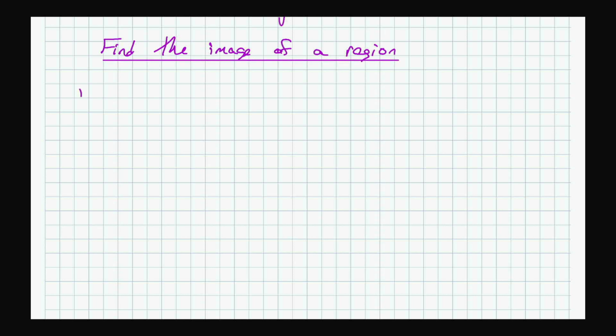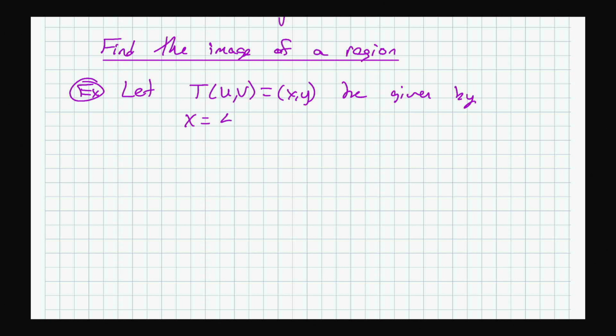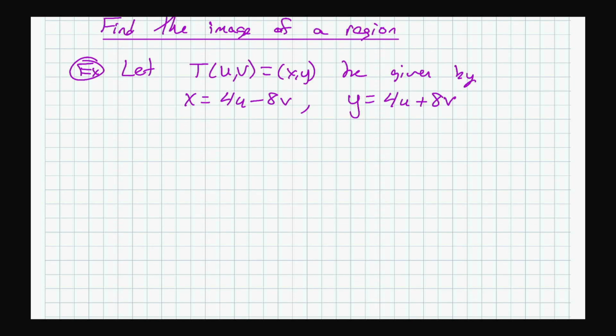Okay, let's do an example of this. This is also off of the homework. They say let T of UV equal XY be given by x equals 4u minus 8v, y equals 4u plus 8v. Those are very typical looking equations for this type of problem.